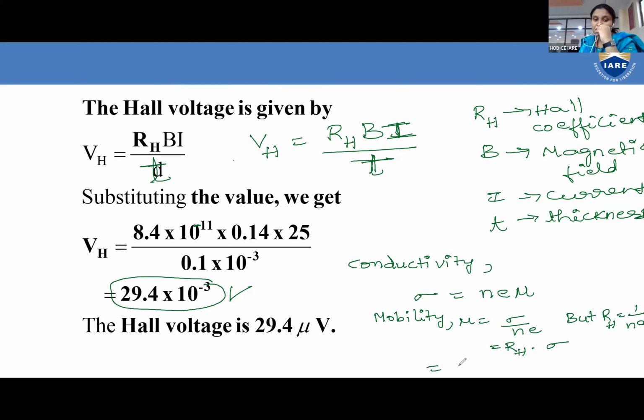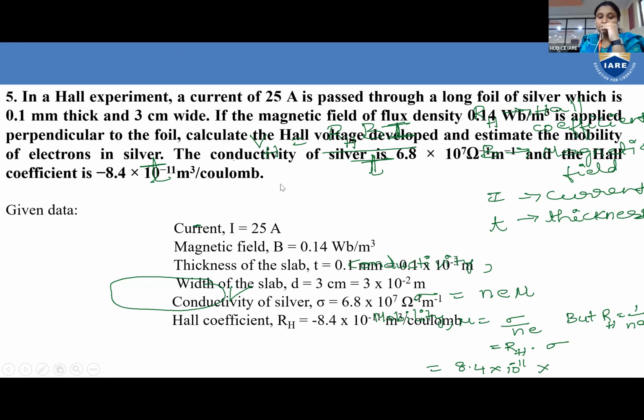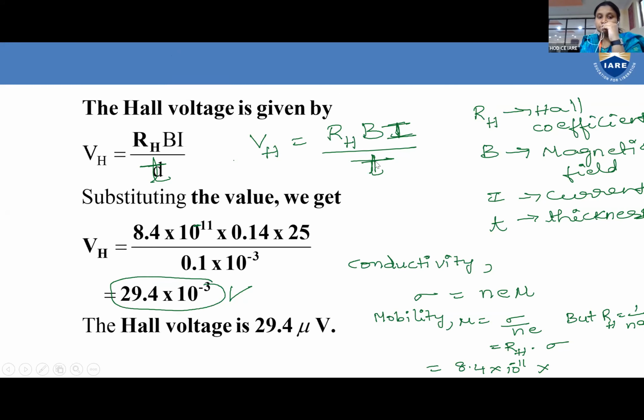And what is the value of RH? RH is 8.4 into 10 to the power of minus 11, into what is the value of sigma given? If you just go back, here sigma is 6.8 into 10 power of 7. Okay, so just calculate and see what the answer is. You calculate this mobility and tell me what the answer is.